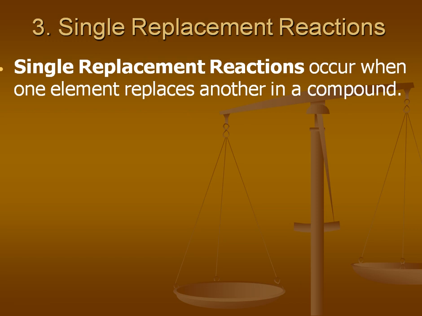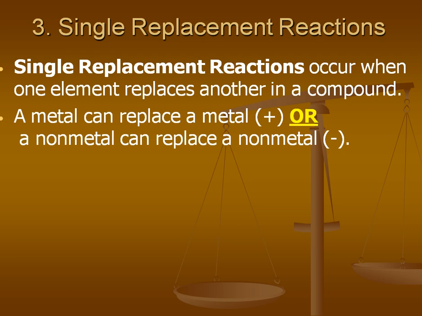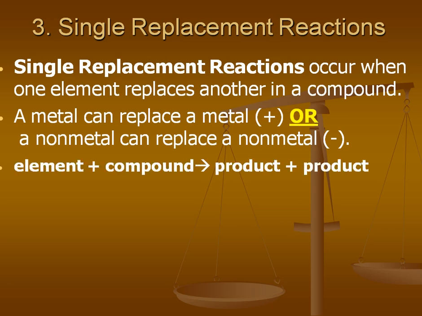Now the third type of reaction, that is single replacement or displacement. Both words are appropriate here. Single replacement reaction occurs when one element replaces another in a compound. A metal can replace a metal or a non-metal can replace a non-metal, and the replacement depends on their reactivity series. Element plus compound convert into product plus product.